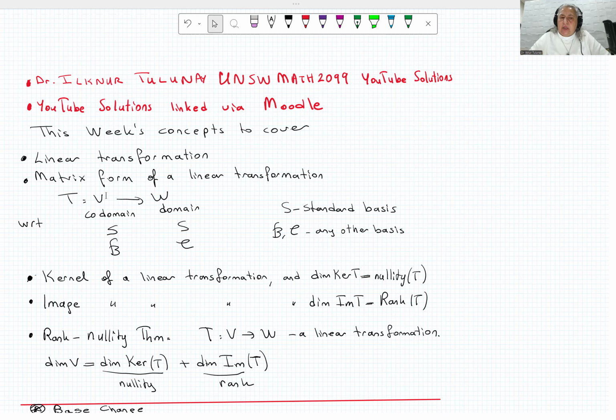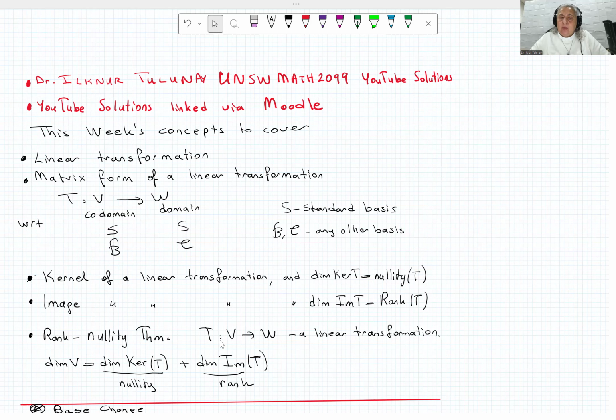You also need to know how to write down the matrix form if the codomain basis is, for example, B and the domain basis, for example, C. You need to know what the kernel of a linear transformation is, and the dimension of the kernel is called nullity. For the image of a linear transformation, you need to know the definition and how to calculate it. The dimension of the image of T is called rank. The rank and nullity theorem is a very important theorem.